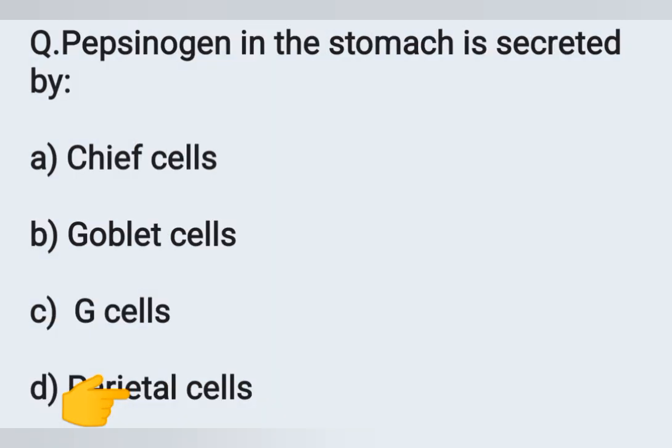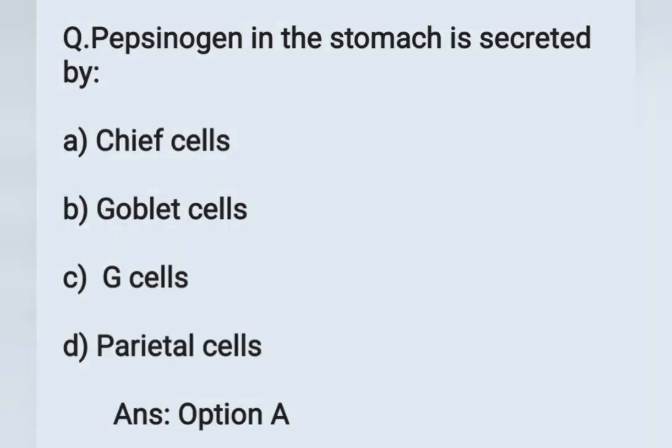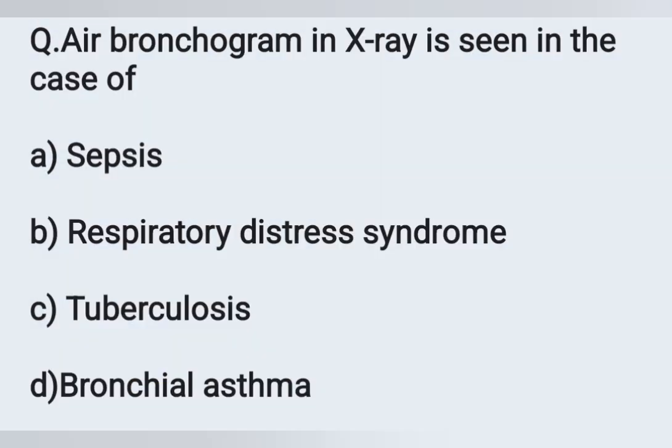And the next question is pepsinogen in the stomach is secreted by options. Option A chief cells, option B goblet cells, option C G cells, option D parietal cells. Pepsinogen is secreted by chief cells. Option A is the correct answer. Move on to the next question.